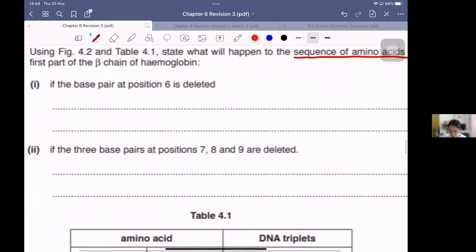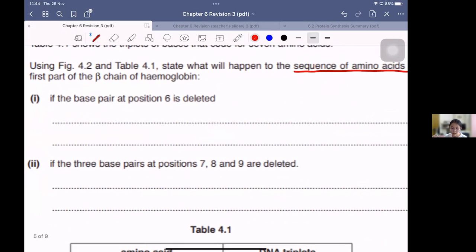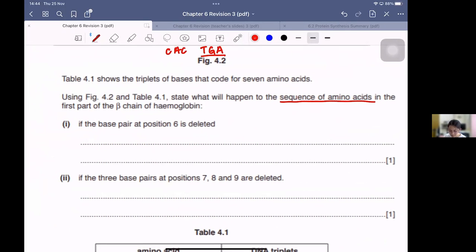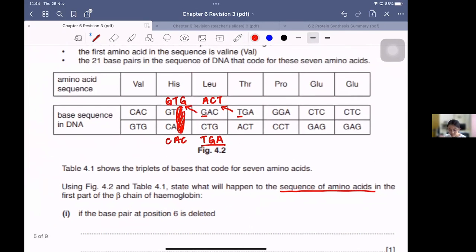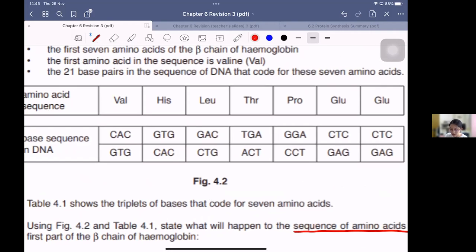So let's look at the second question. If the 3 base pairs at positions 7, 8, 9 are deleted. So let's look at the base pairs at positions 7, 8, 9. Let me erase this. So 7, 8, 9, if they are deleted, we won't have leucine, right?